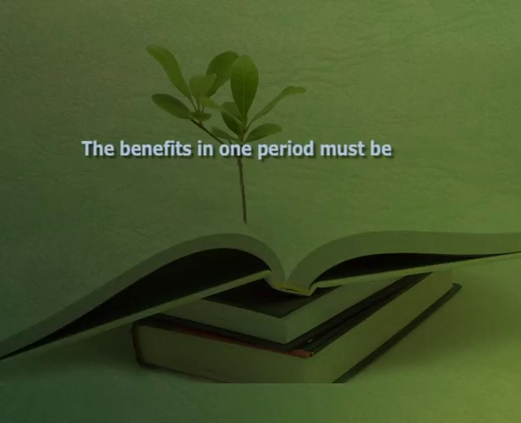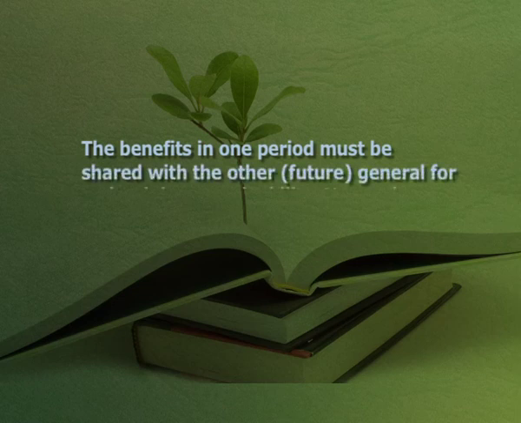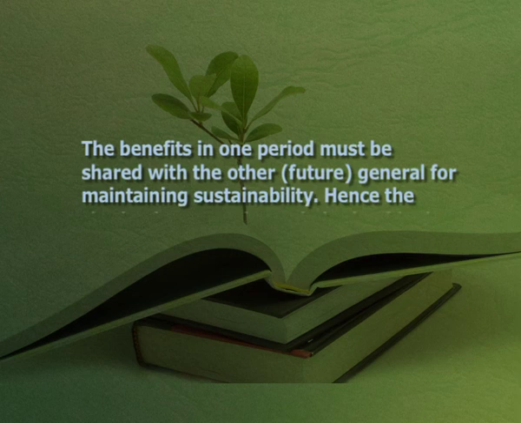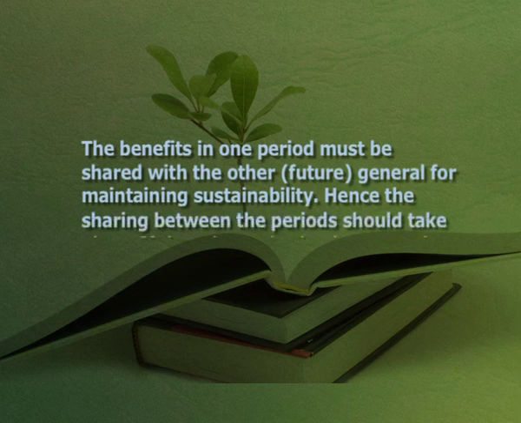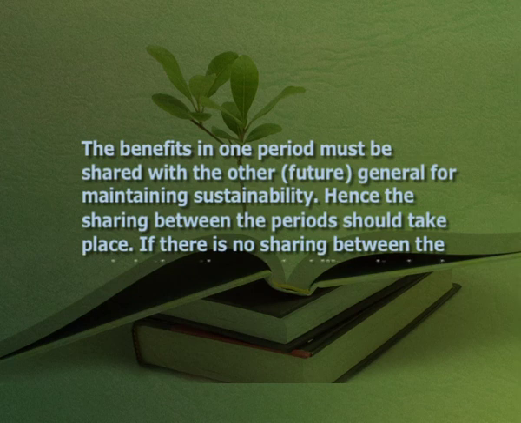If you believe that setting aside half of the available resource for each period would be a better allocation than the dynamic efficient allocation, then for the dynamic efficient allocation to satisfy the sustainability criterion, we must be able to show that it can produce an outcome such that each generation would be at least as well off as it would be with the equal allocation. The benefits in one period must be shared with the other for maintaining sustainability. Hence, the sharing between the periods should take place.